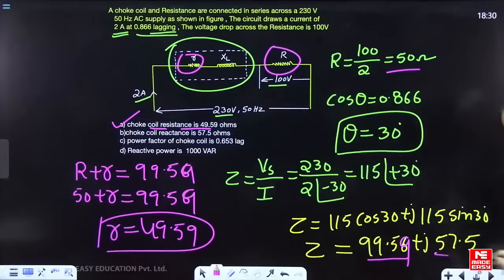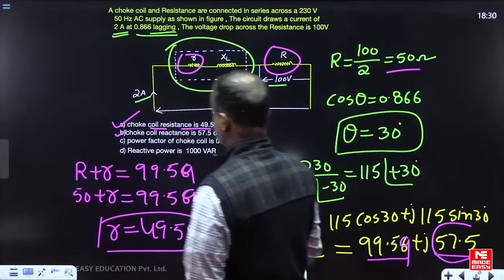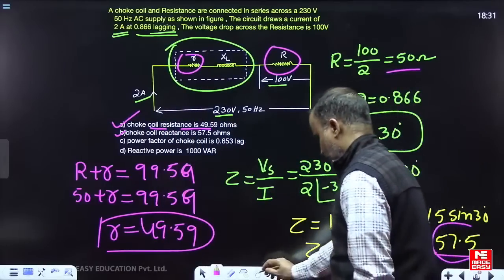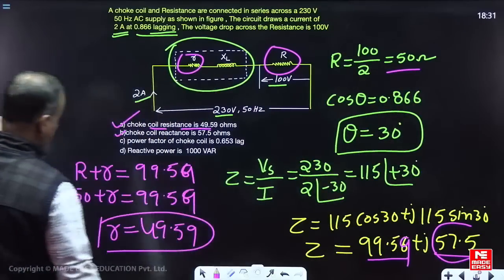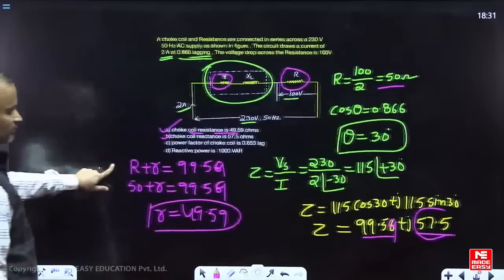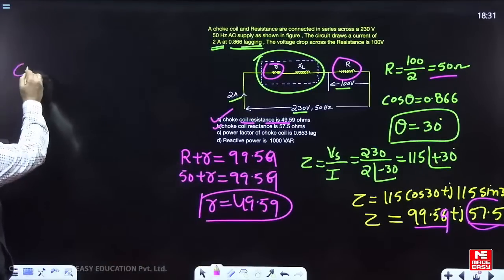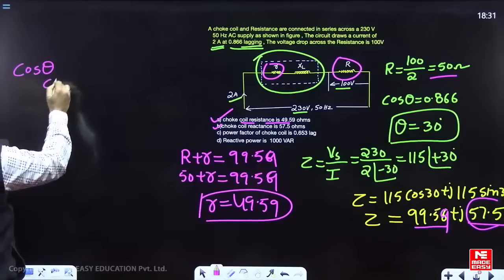Regarding reactance, we already concluded it is the imaginary term. What is the imaginary term? It is 57.5. So the second one is also correct. What is the one more requirement? The power factor of the choke coil. We need the power factor only corresponding to the choke coil.